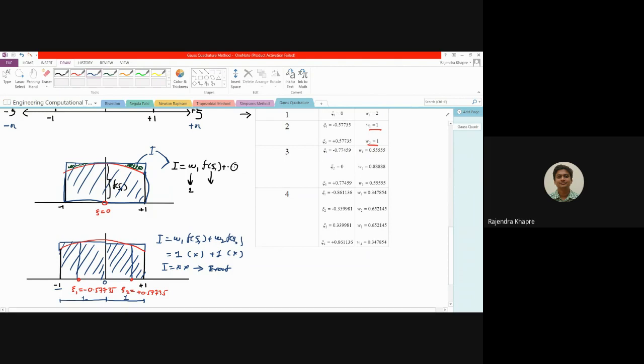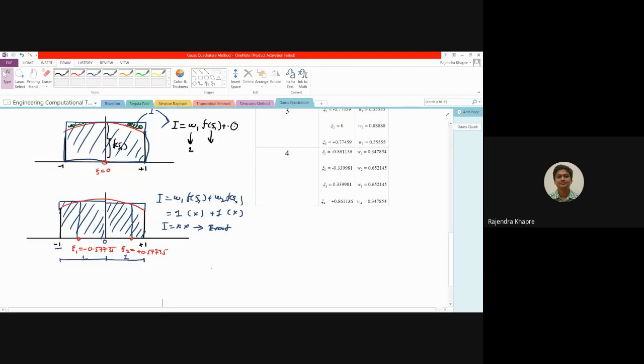More integration points means what? You are going to get a very accurate solution. But 2 integration points and 3 integration points are also going to give you a very accurate solution. Okay, so have you understood this? Alright, did the integration part make sense? Okay, now we go to the problem.